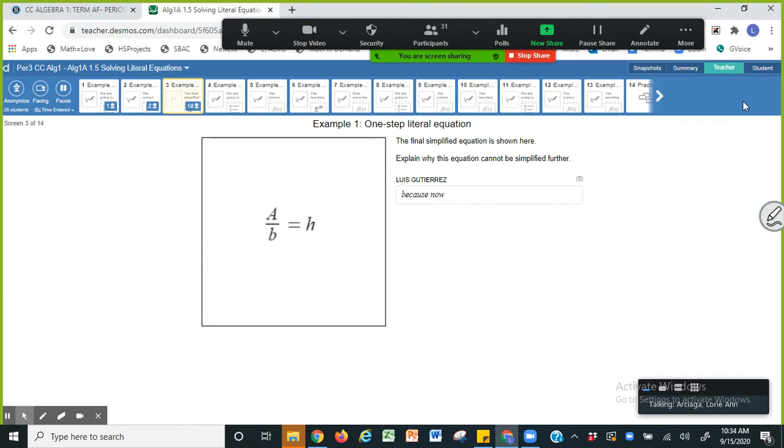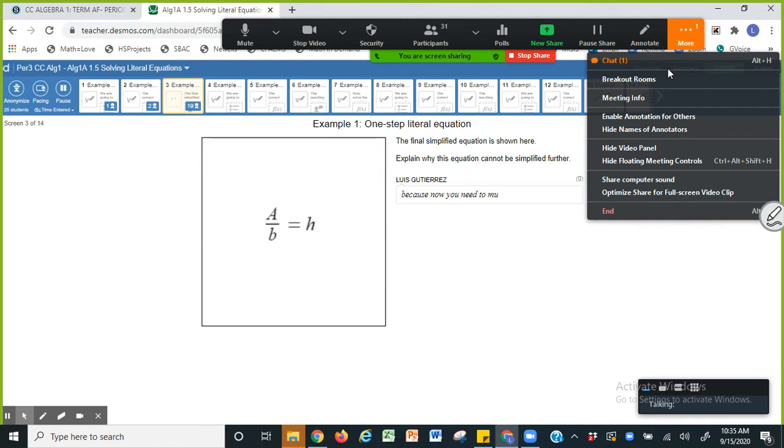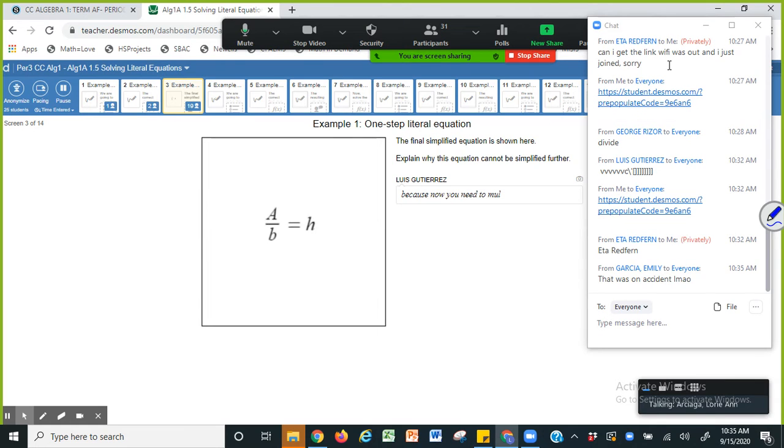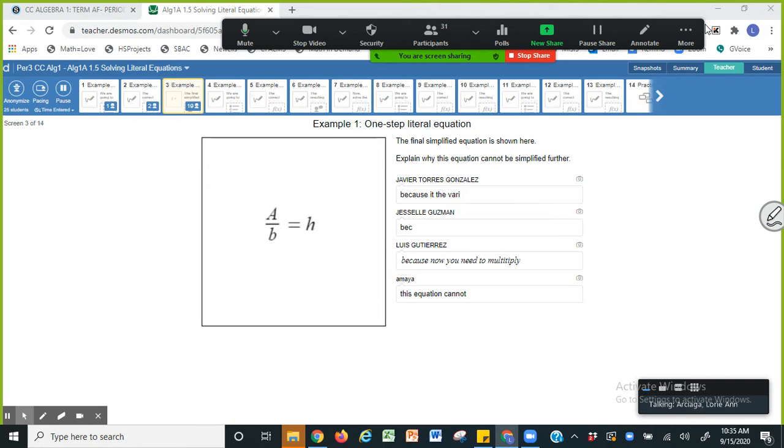Okay, only Luis has started to write his response. What about the others? Okay. Playing around with the keyboard, Emily. Yeah. Nice keyboard, huh? It allows you to use the mathematical symbols. Okay, so why can't we simplify anymore? Is the variable that we're trying to get already by itself? What do you think? Can we further combine like terms? Is it possible? What do you guys think?